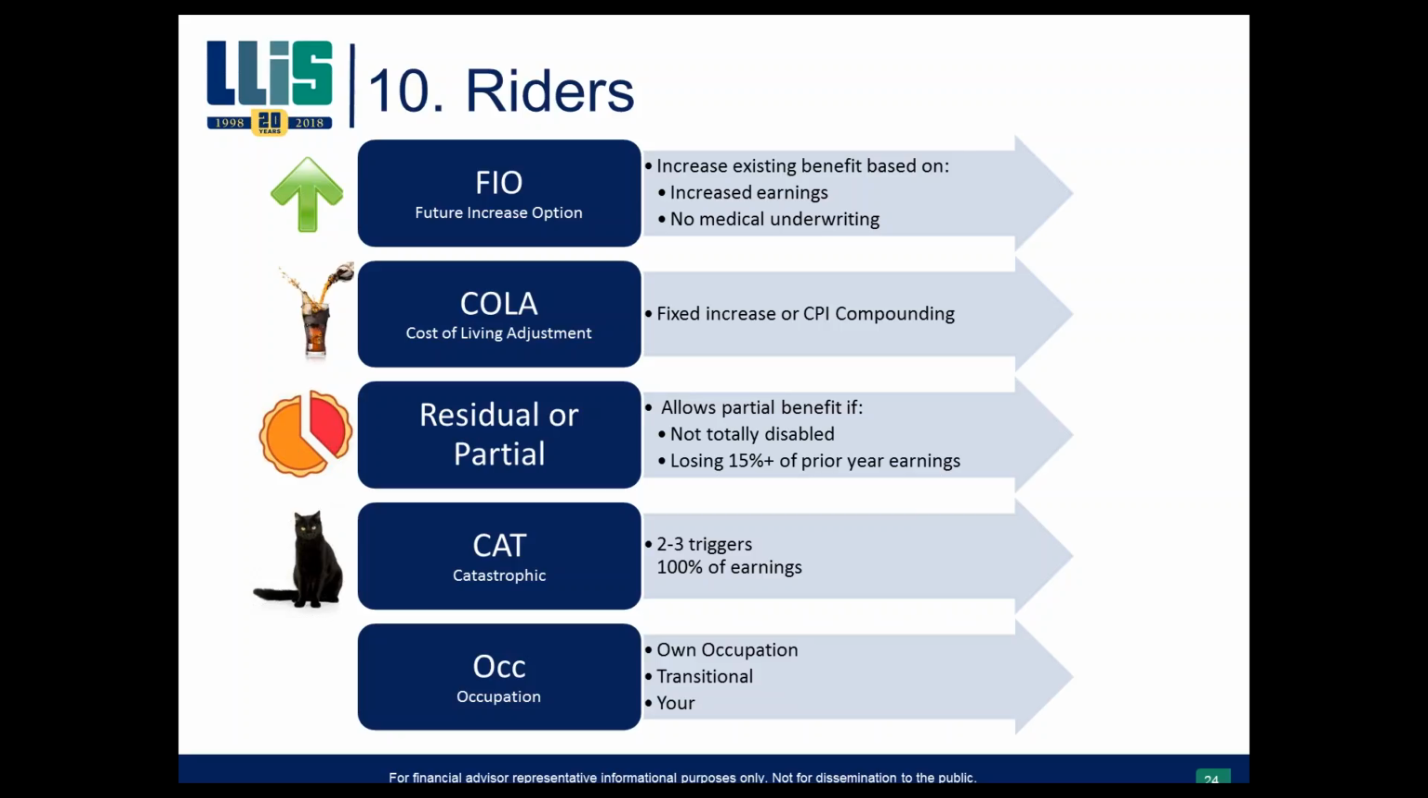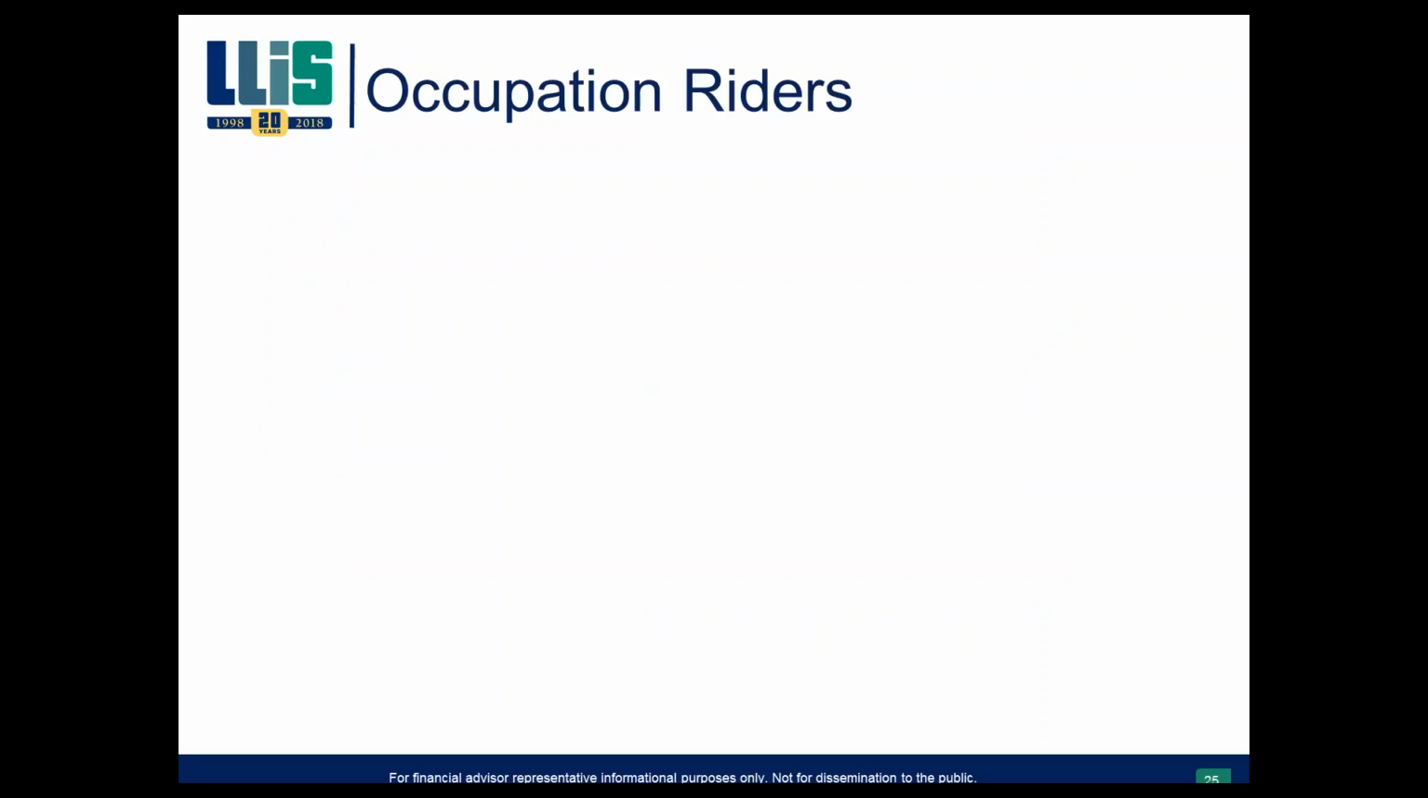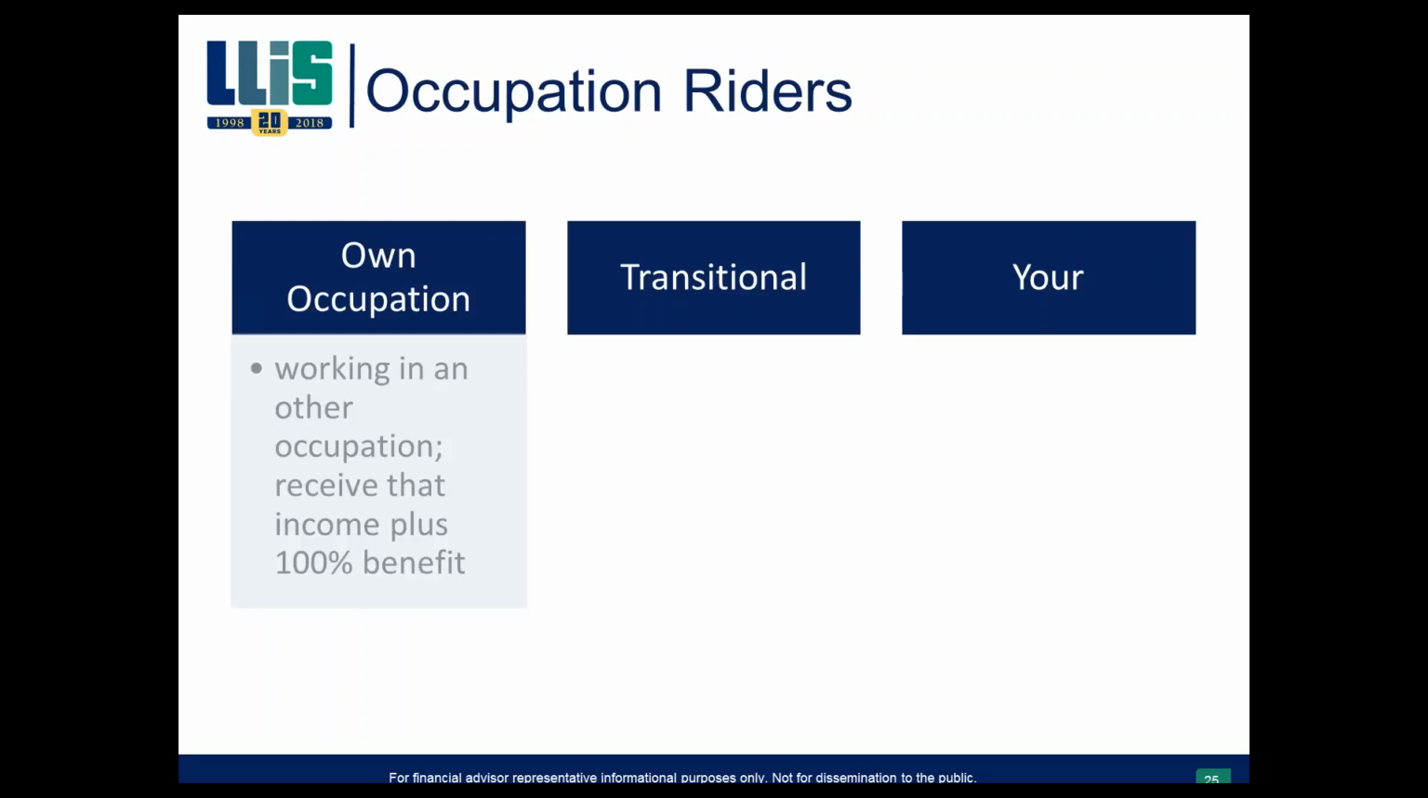It's just going to depend, and we're going to delve into these right now. So the first one is the own occupation rider. For those of you who are familiar with this one, this is the one that is most sought after. It's the most comprehensive. What this one says is if your client can't do the substantial material duties of their occupation, and they choose to, they don't have to, but they choose to work in another occupation, they're going to get 100% of the income from that new occupation plus 100% of their monthly disability benefit, okay?